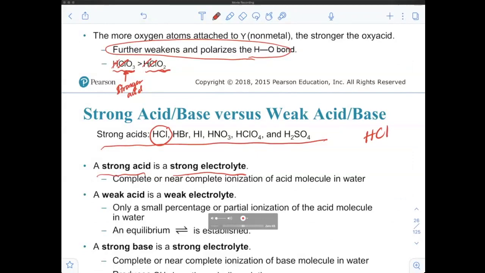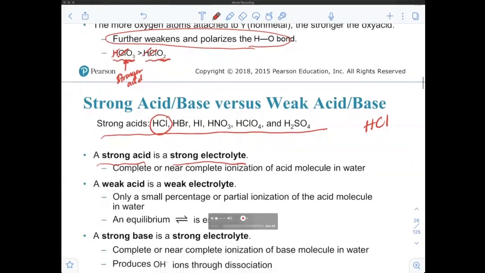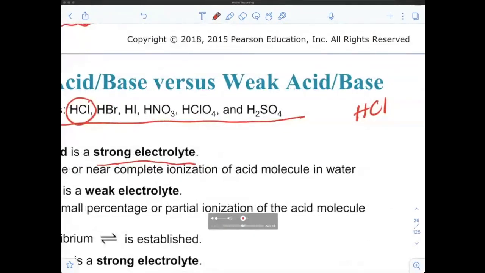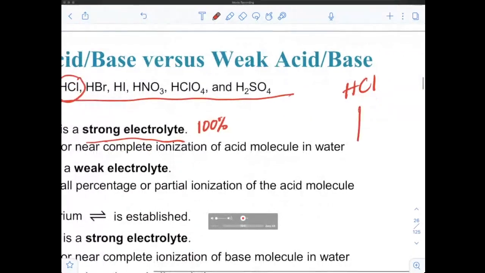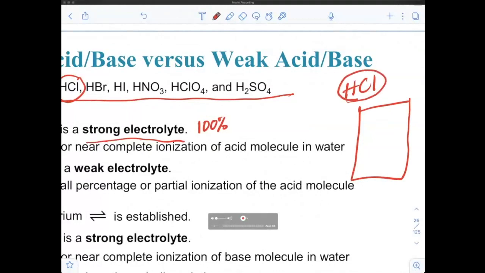When HCl, the molecule, gets in water, if it is a strong acid, it's going to be 100% ionized, meaning that in water, you will not see any HCl molecule intact. All the hydrogens will be completely separate from the chlorine because the bond between the hydrogen and the chlorine is weak. So when it gets in water, the hydrogen will be completely separate from the chlorine, and that is how they will exist in water.